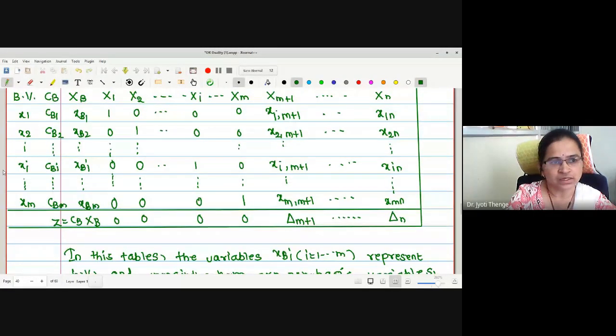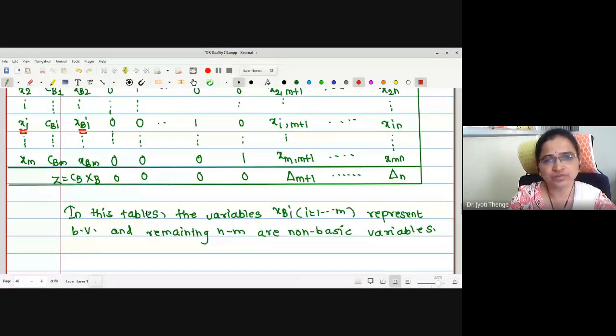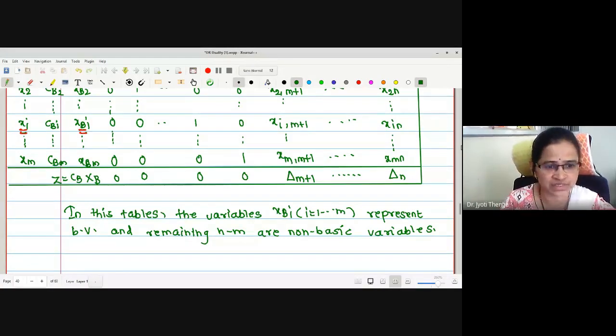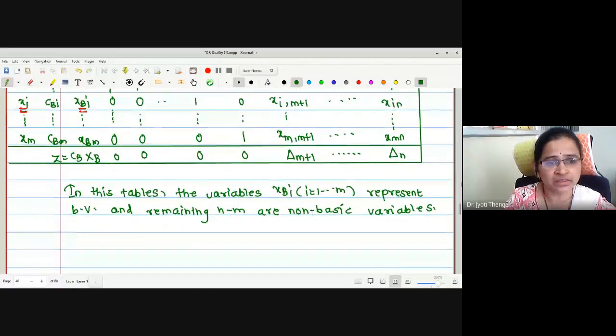I'm going to assume the value of this ith basic variable xi, that is xbi, is not an integer value. Suppose we want to convert this non-integer value to an integer one. For this, first we will write the ith constraint corresponding to this optimal simplex table. How can I write the ith constraint from the optimal table?